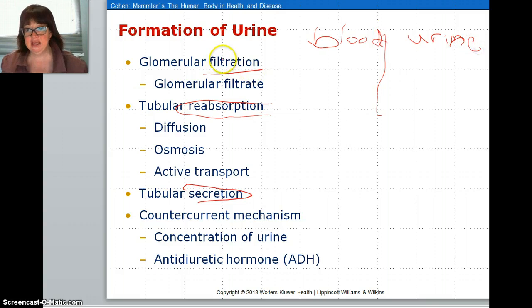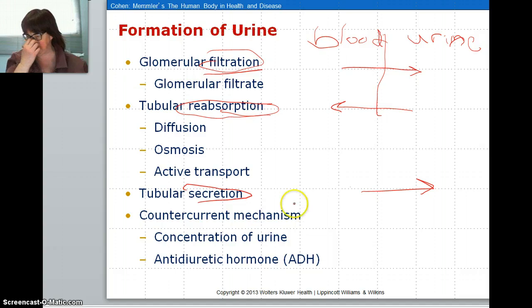Okay. In filtration, you are going from the blood to the urine. In reabsorption, you're going from the urine back into the blood. And secretion, you are then going from the blood again back into the urine to fine tune it. Okay? So the kidney is said to be a good filter. No, the kidney is a horrible filter, but it is a really good reabsorber and really good at selectively determining what will go into the blood and into the urine.